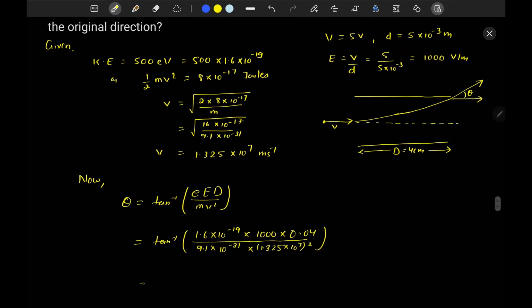We will solve this value. We will get 0.040, and this comes to be 2.294 degree, which is the required answer.